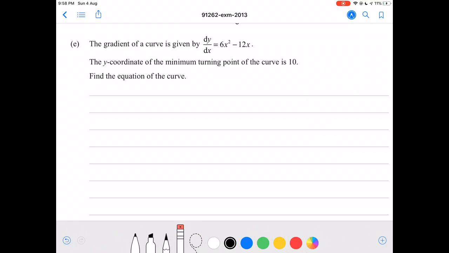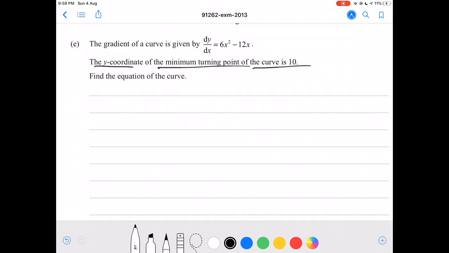In this question, the gradient of a curve is given by dy/dx equals 6x squared minus 12x. The y-coordinate of the minimum turning point of the curve is 10. Find the equation of the curve. Alright, so it tells you the y-coordinate of the minimum turning point. In order to find our turning points, that's the most important thing we have to do: find the turning points of our graph.